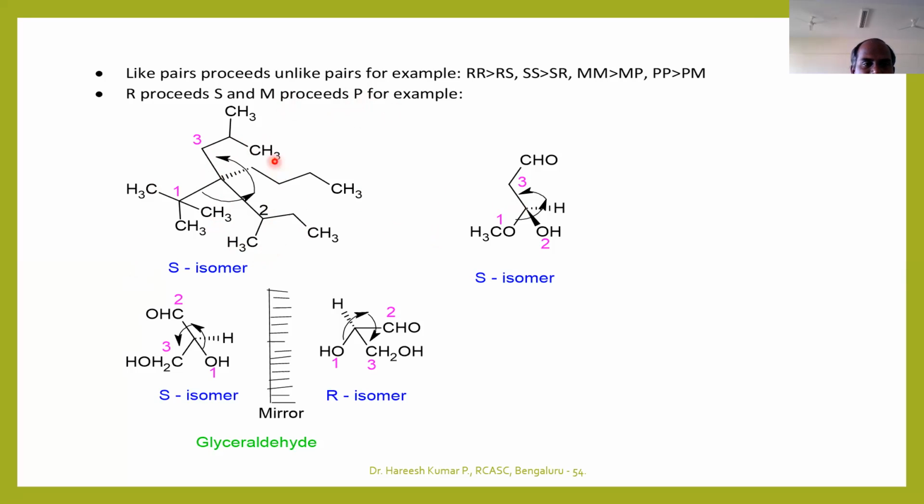So here what you can observe, this is the chiral carbon atom and this is the N-butyl one. And this group is called isobutyl one. And this one is called tertiary butyl one. Of course, this is also an isobutyl one. So if you are assigning the priority, you can observe that this carbon atom is attached to more carbon atoms. That is the reason this takes the first priority.